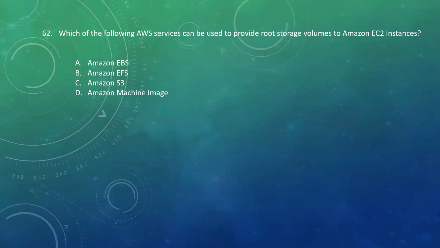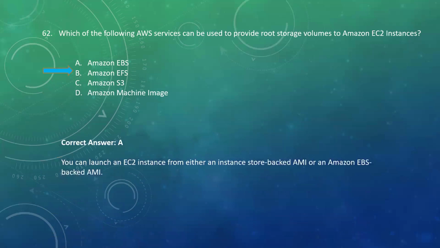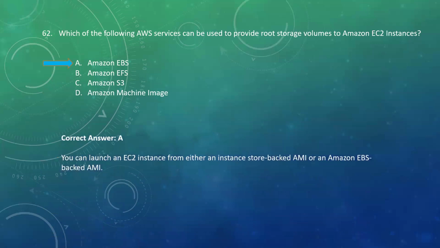Question number 62. Which of the following AWS services can be used to provide root storage volumes to Amazon EC2 instances? Your options are Amazon EBS, Amazon EFS, Amazon S3, Amazon Machine Image. So the right answer is option A, Amazon EBS.